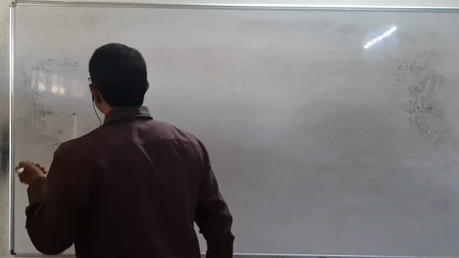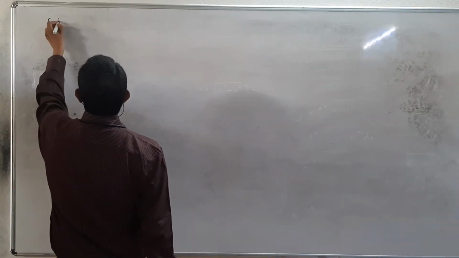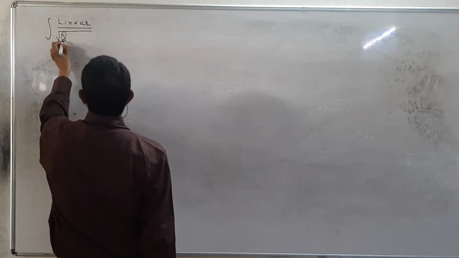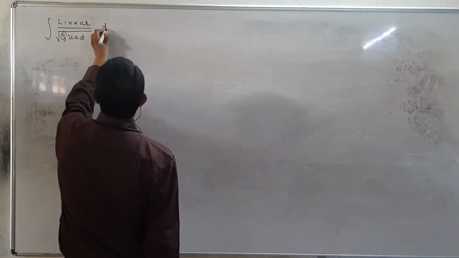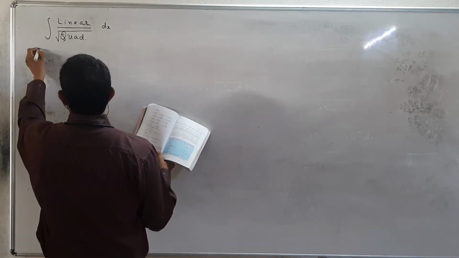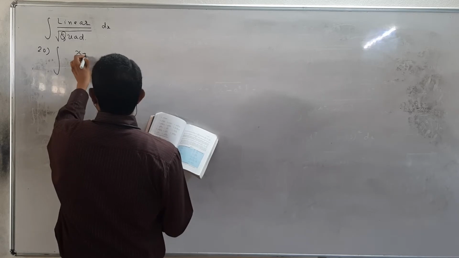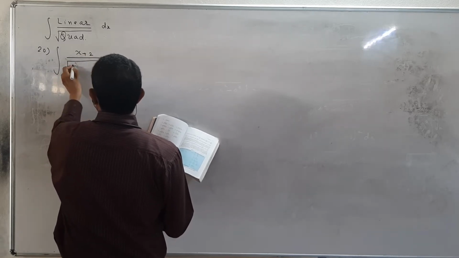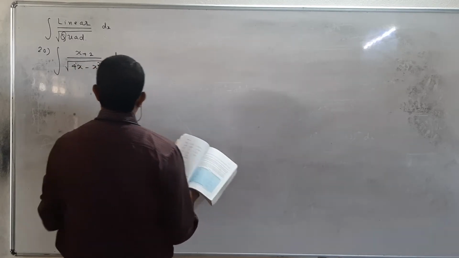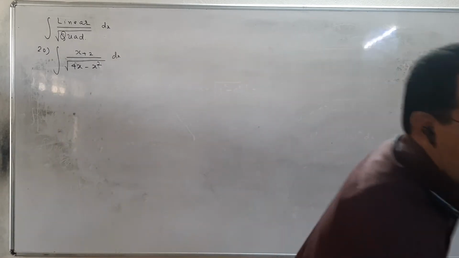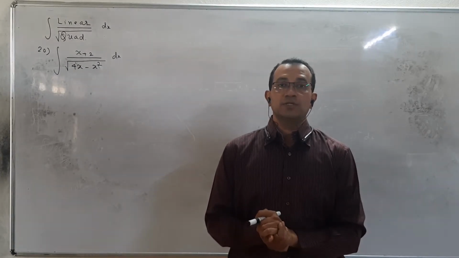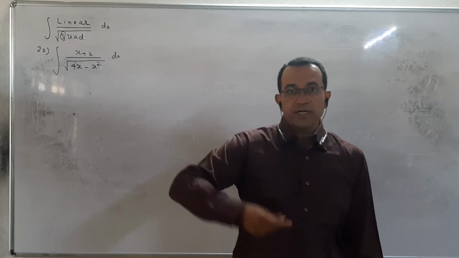21. Now students, the type of integral is linear upon root quadratic dx. And I am writing, students, question number 20, which is integral of x plus 2 upon square root of 4x minus x square dx. So students, recall the basic algorithm. What is the first step?